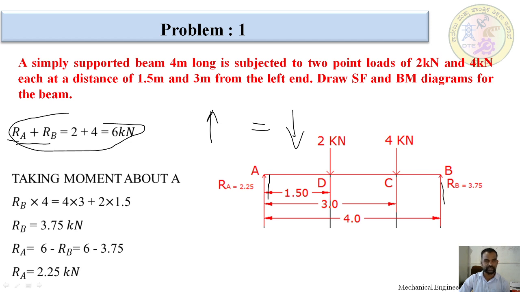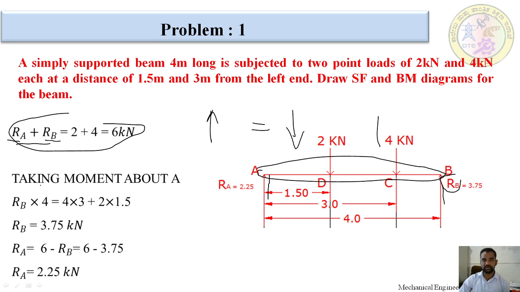For that reason, we take RA plus RB. The downward forces are 2 and 4, so the downward force is 2 plus 4, which is a total of 6 kilonewton. The total load on the beam is 6 kilonewton. Now I want to calculate the reactions.